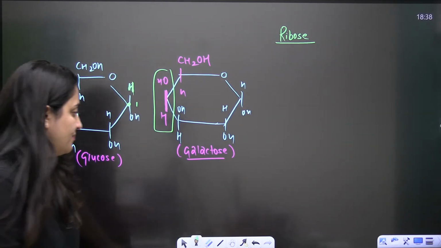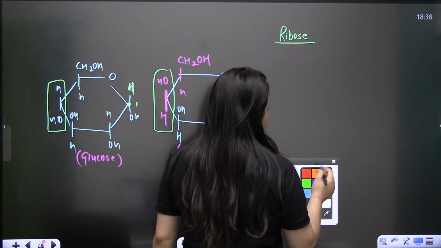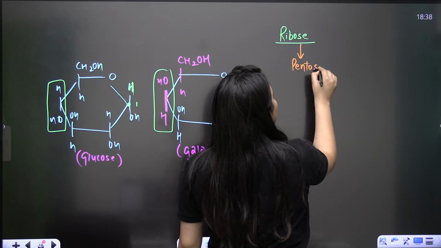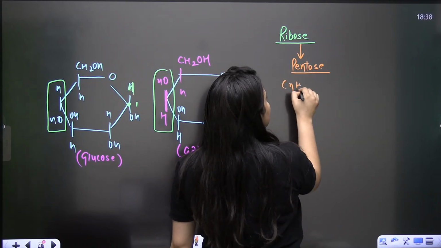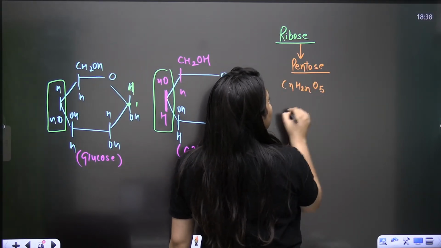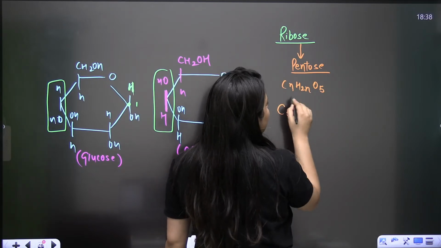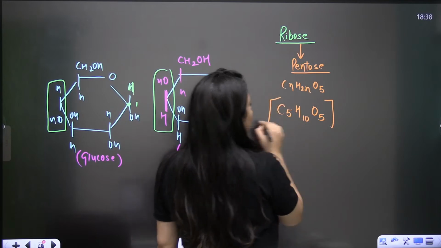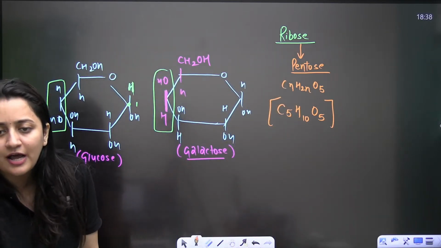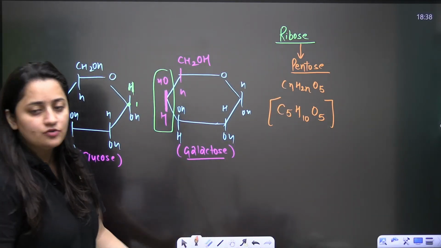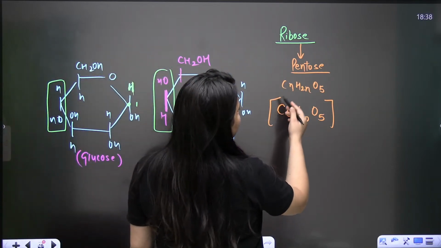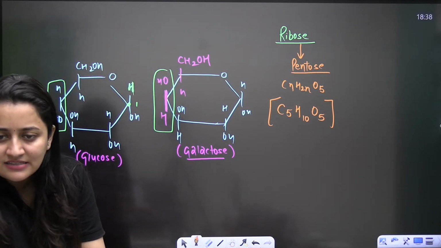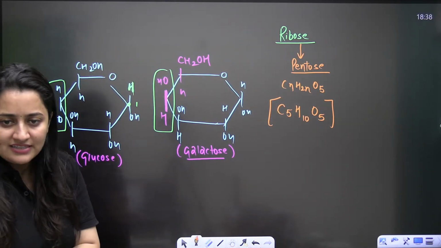Ribose is a pentose, you are right. But what about the formula? See, it's very easy. CnH2nOn. So the carbon number is 5, so it's going to be 5 into 2, 10. That's the formula of ribose. It is n, no? So why are you mentioning 6? It's 5 only. Okay, that is the ribose.